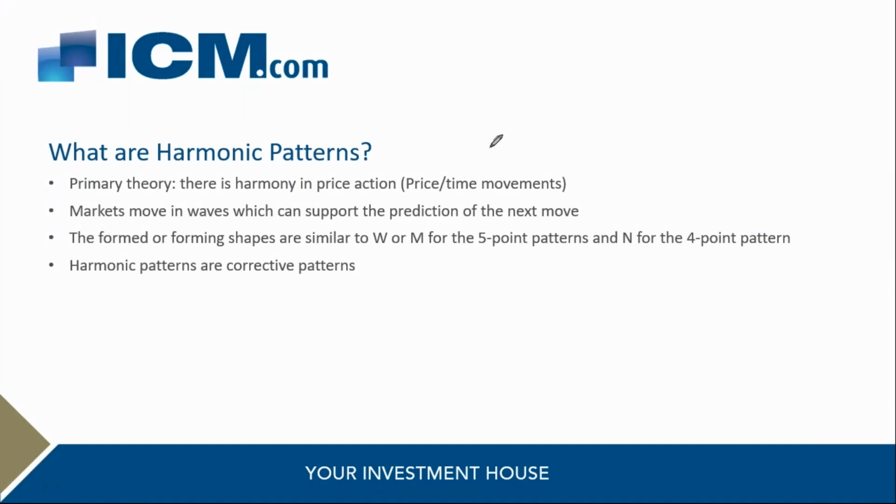What does this mean? Let's first differentiate between the 4-point pattern and the 5-point pattern. The 4-point pattern is very simple. You have an ABCD move: A, point 1, B, point 2, C, point 3, and D, point 4. For the 5-point pattern, it's a bit different. It starts with X, and then we have A, then B, and then a correction C, and then the market moves to D. So this is the formation.